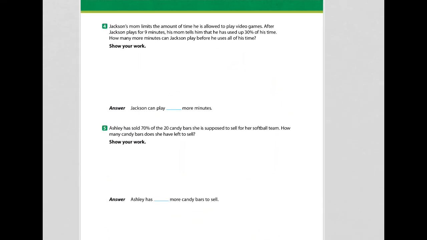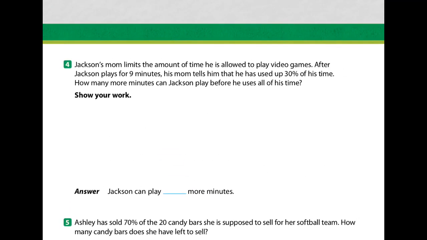So on this page, we're going to do number 4 and we're going to do number 5. So in number 4, let's start with that one. It says, Jackson's mom limits the amount of time he is allowed to play video games. After Jackson plays for 9 minutes, his mom tells him he has used up 30% of his time. So let's think about that. Jackson plays for 9 minutes, and that is 30% of his time.